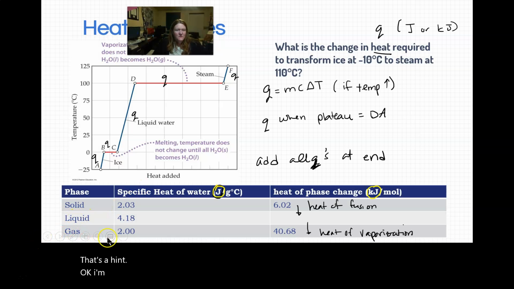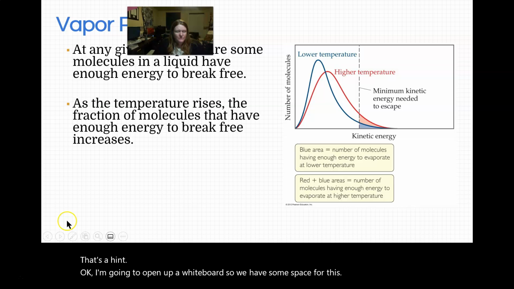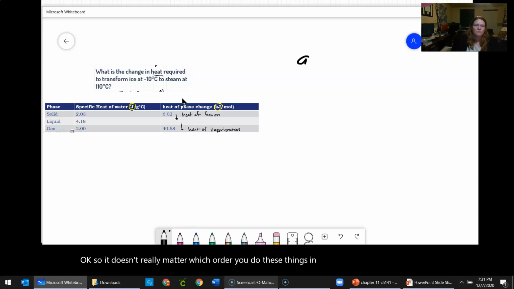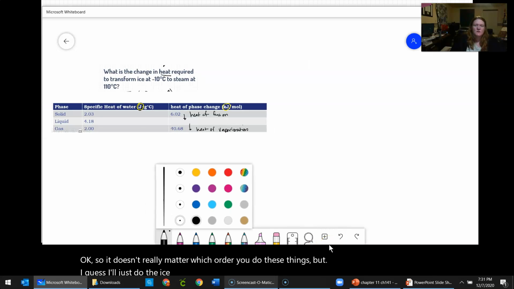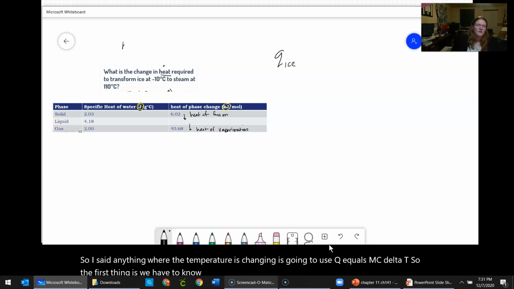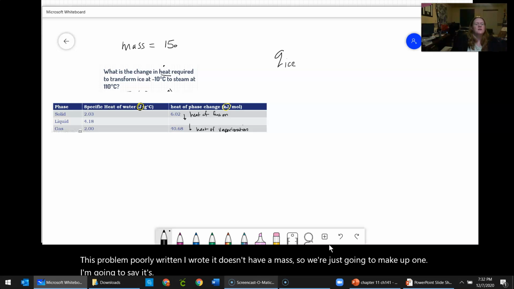Okay, I'm going to open up a whiteboard so we have some space for this. Okay, so it doesn't really matter which order you do these things in, but I guess I'll just do the ice first. So I said anything where the temperature is changing is going to use Q equals mc delta T. So the first thing is we have to know the mass. This problem, poorly written, I wrote it, doesn't have a mass, so we're just going to make up one. I'm going to say it's 15 grams of water.